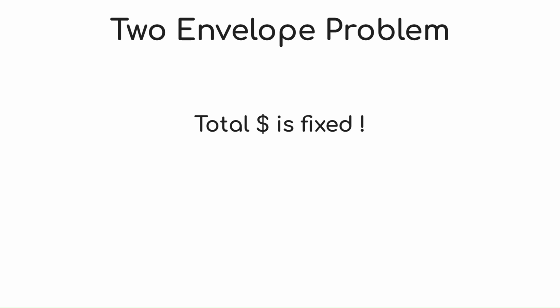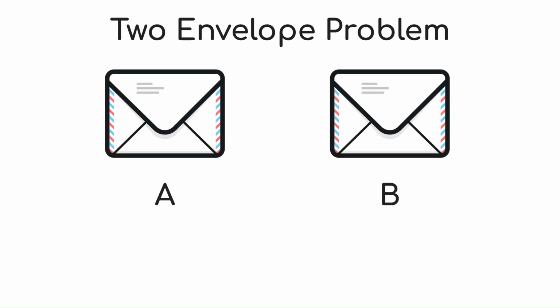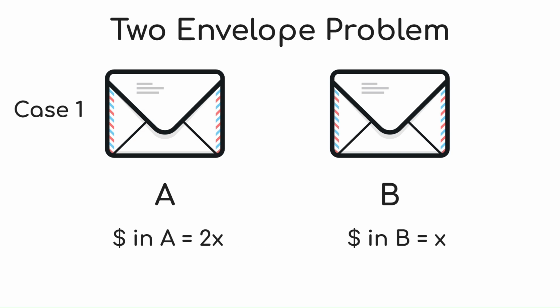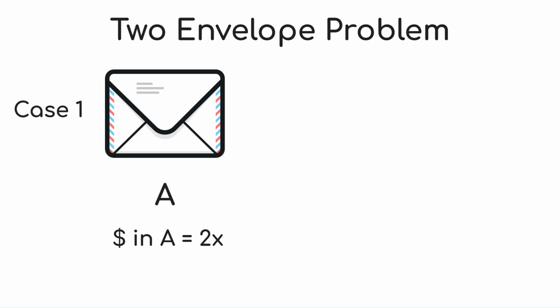You see, the total amount of money in the two envelopes is fixed. Let's denote this total money as 3x. Now consider the two possible cases. In case 1, envelope A contains 2x and envelope B contains x. If we initially choose A and then switch to B, we lose x. So the gain on switching in this case is negative x.